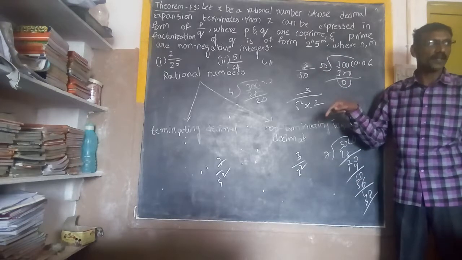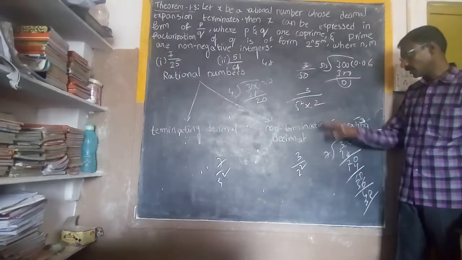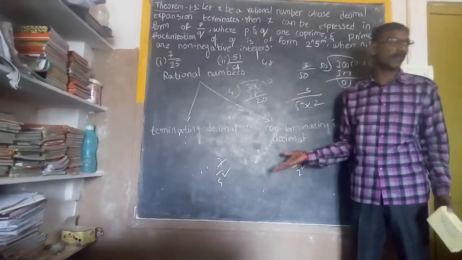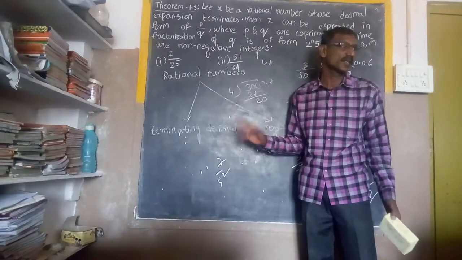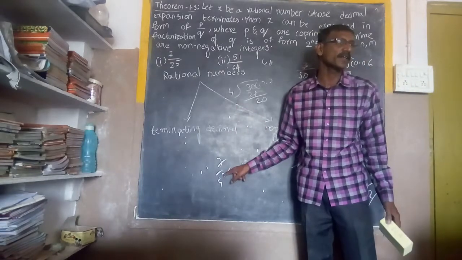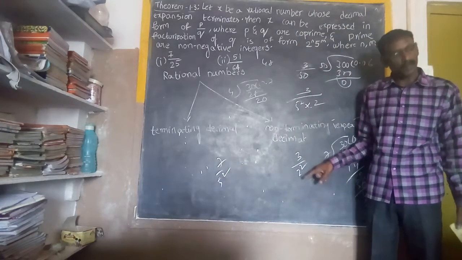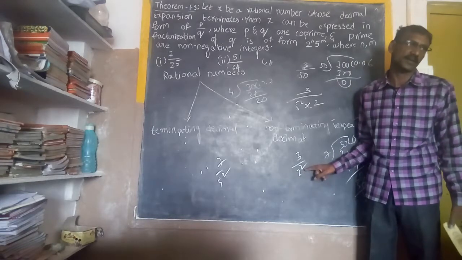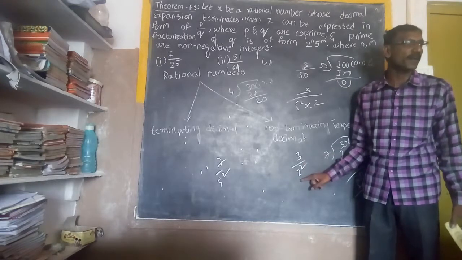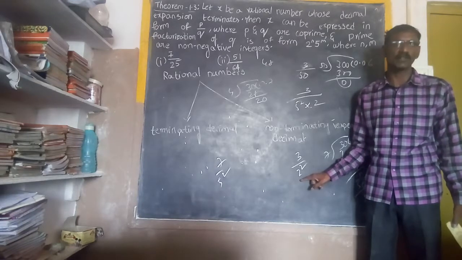In a fraction, if the denominator is in the form of some 5 square or 5 power something, whatever it may be, you can raise the power to 100 also. It should be a terminating decimal. So if you take 3 by 2 power 100 also, it should terminate. Terminate means somewhere it will stop.